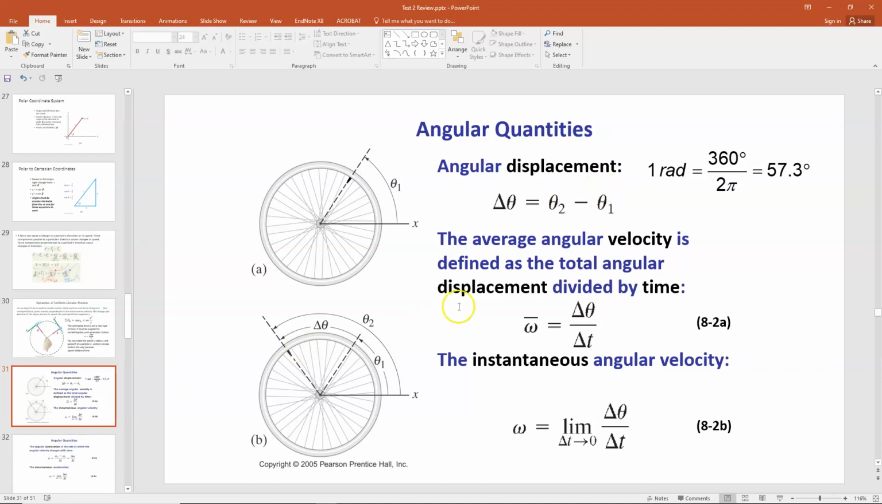Remember that all of these angular quantities should be reported in the SI unit of the angle, which is the radian, okay? And that there's 360 degrees in 2 pi radians, and 1 radian then is 57.3 degrees. You don't have to remember that conversion. You should be able, honestly, to remember the conversion that 180 degrees is pi radians, or 360 degrees is 2 pi, and go from there. You should be able to remember that.